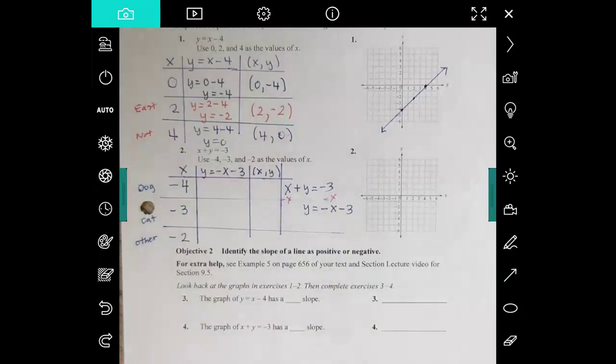All right. These are a little tricky, I can already tell. I need some paper under my paper. It's kind of hard.